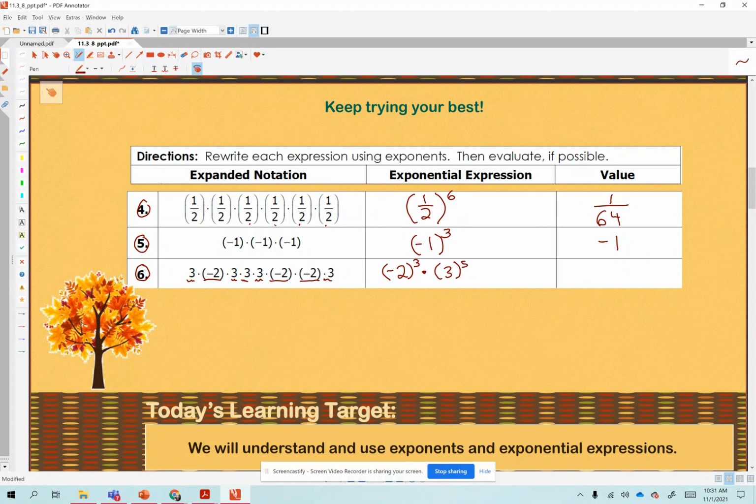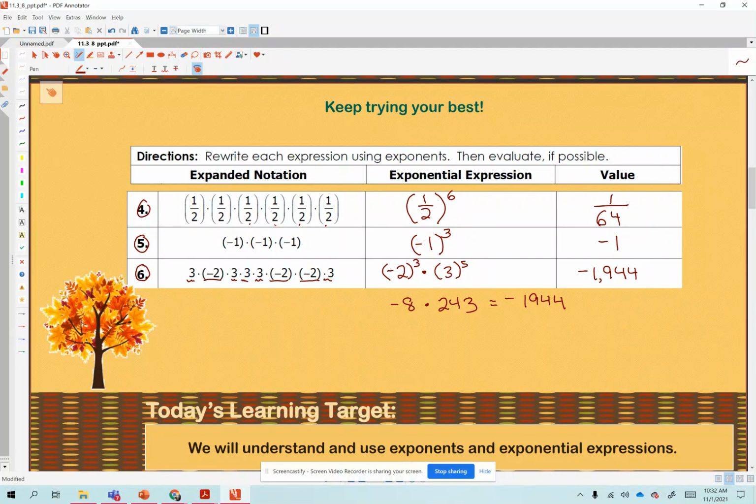Now, -2 to the 3rd power equals -8. And 3 to the 5th power equals 243. And -8 times 243 is negative. A negative times a positive is negative 1,944. So that's our final answer, negative 1,944.